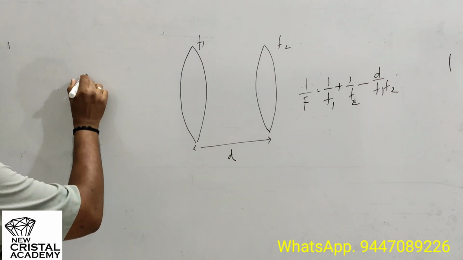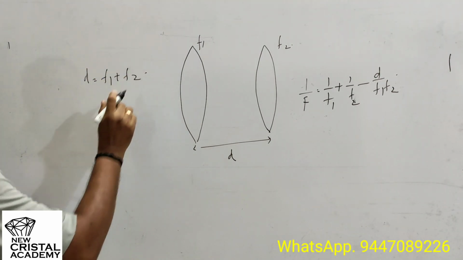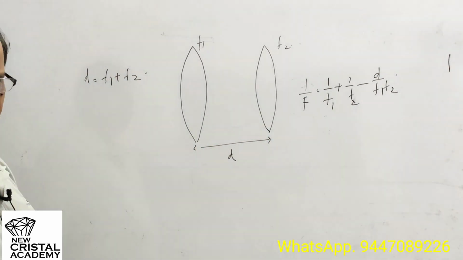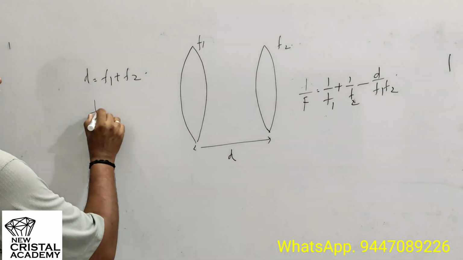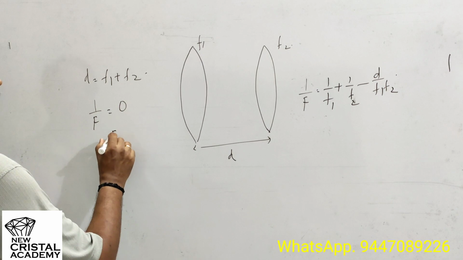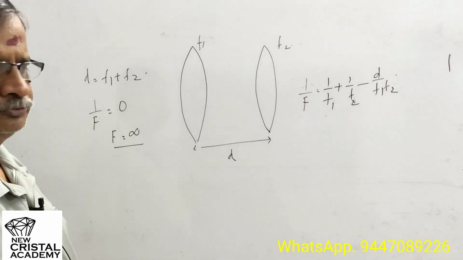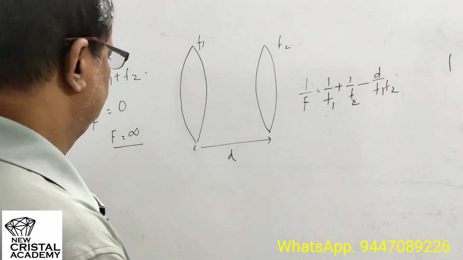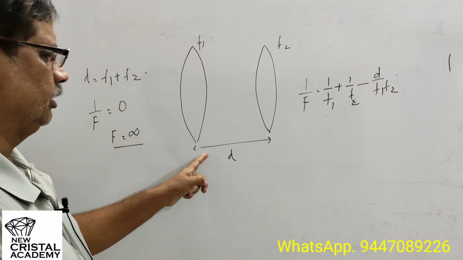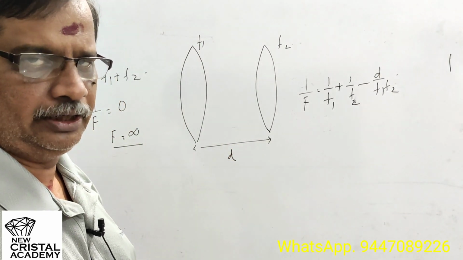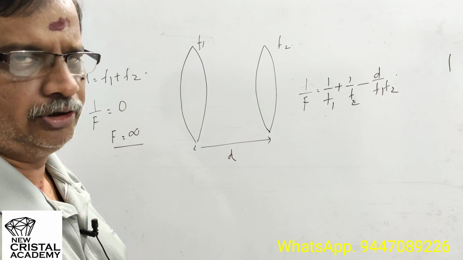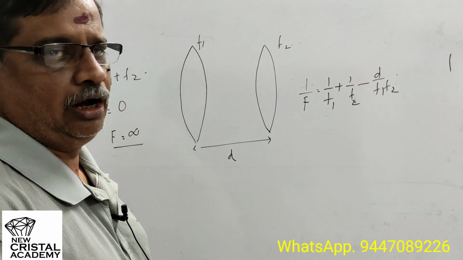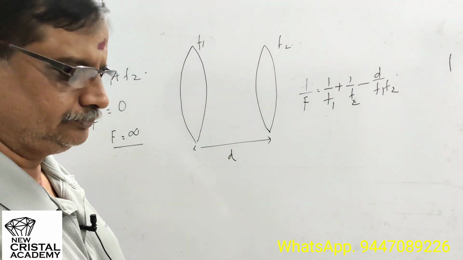Now suppose we put d = f1 + f2. Suppose the separation between the two lenses is equal to the sum of their focal lengths. Then from the given formula, 1/f will be equal to 0, or f will be equal to infinity. This means that the system will be neither converging nor diverging. So if the two lenses are separated by a distance equal to the sum of their focal lengths, the combination will be neither converging nor diverging. So a parallel beam of light entering the first lens will go parallel after emerging from the second lens.